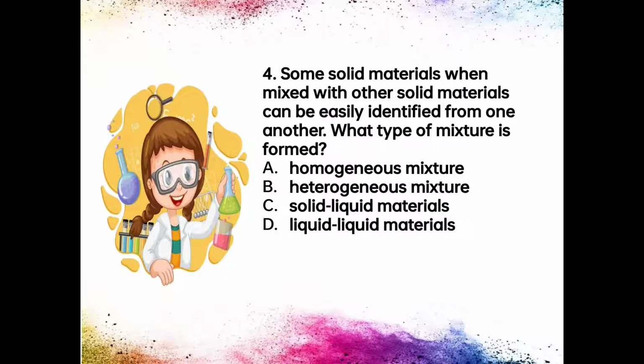Some solid materials when mixed with other solid materials can be easily identified from one another. What type of mixture is formed? A. Homogeneous mixture. B. Heterogeneous mixture. C. Solid-liquid materials. Or D. Liquid-liquid materials. The answer is heterogeneous mixture.